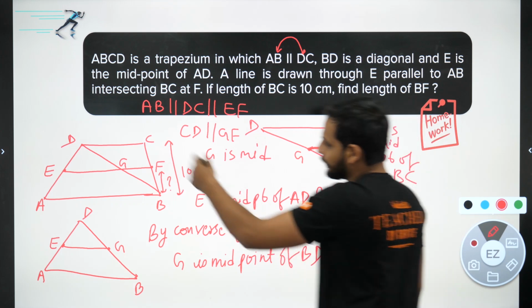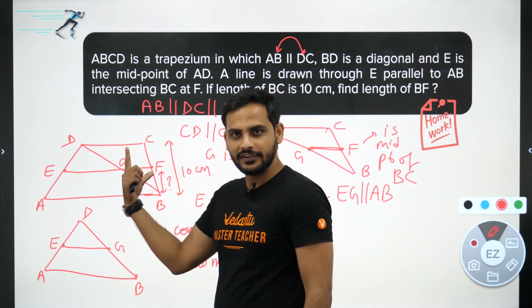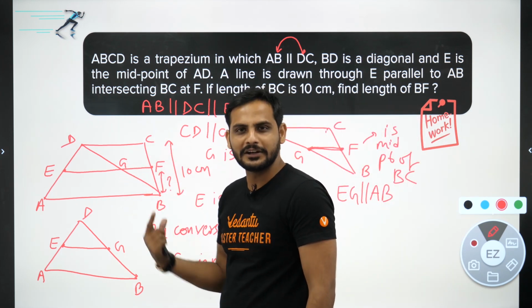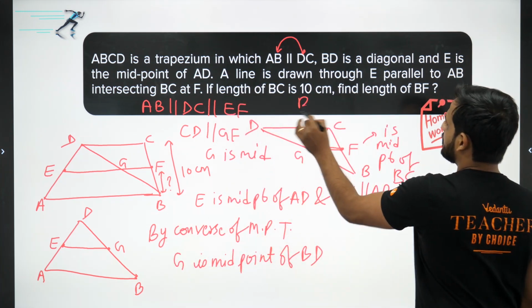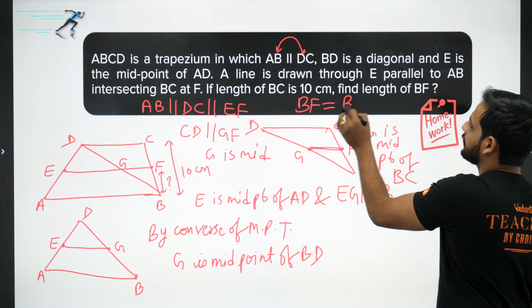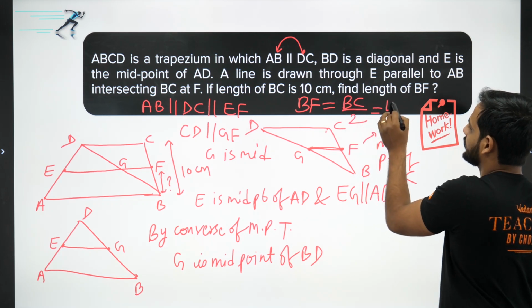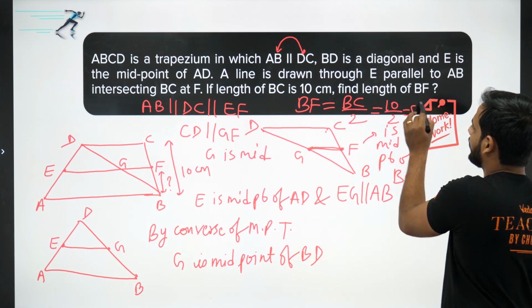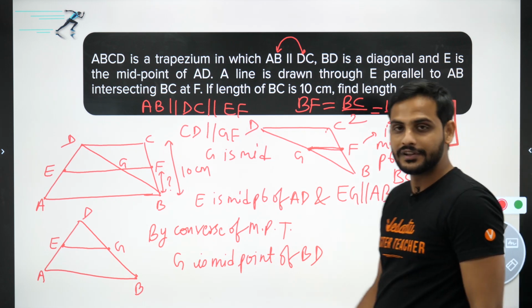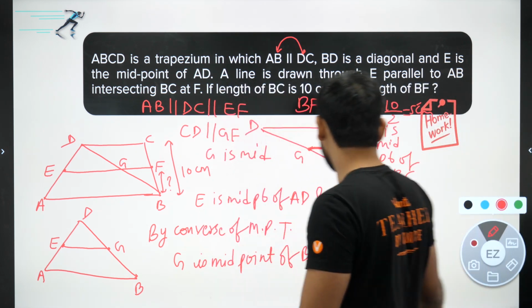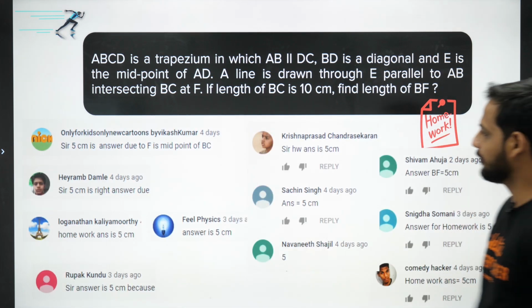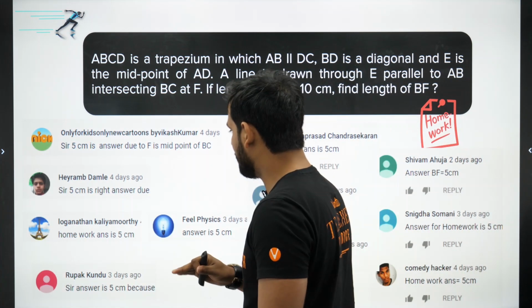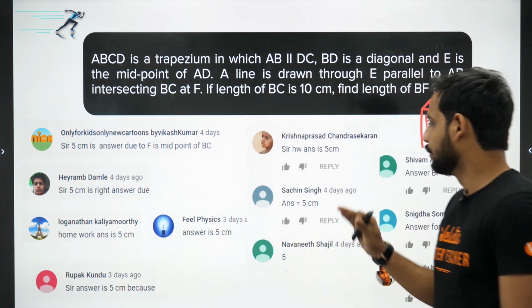If F is the midpoint of BC, I know whole BC is 10, so BF will be 5 centimeter only because it is the midpoint. So from here we have got that the length of BF will be BC divided by 2, which is 10 by 2, which means 5 centimeter. So the length of BF is what? 5 centimeter.